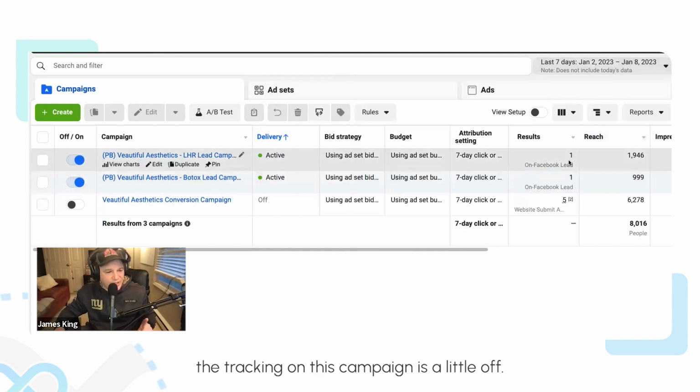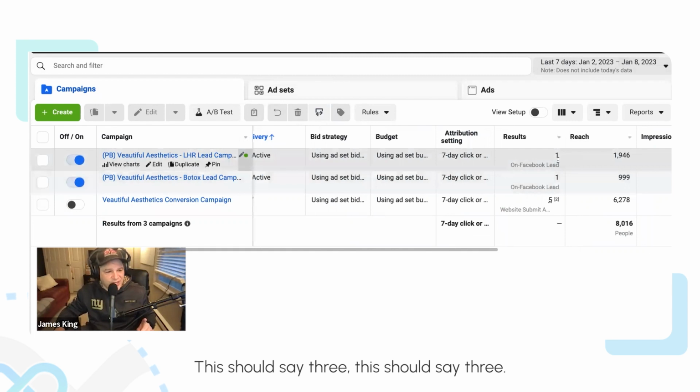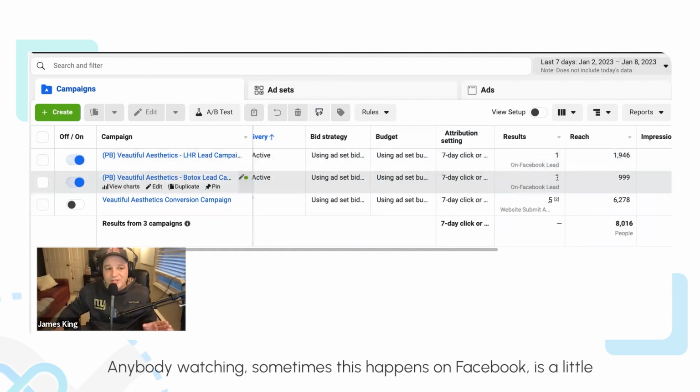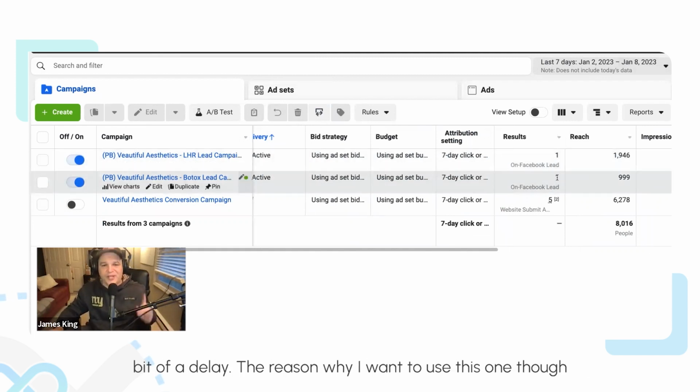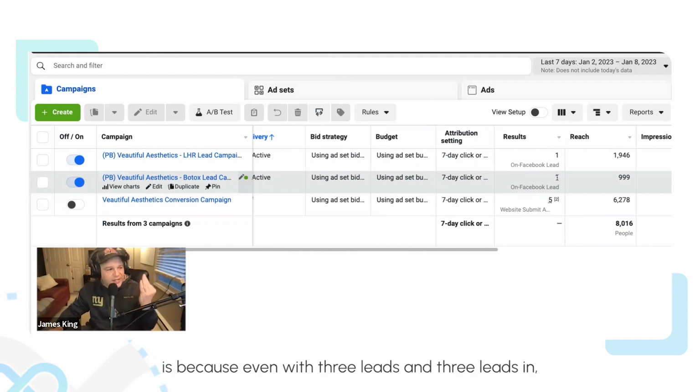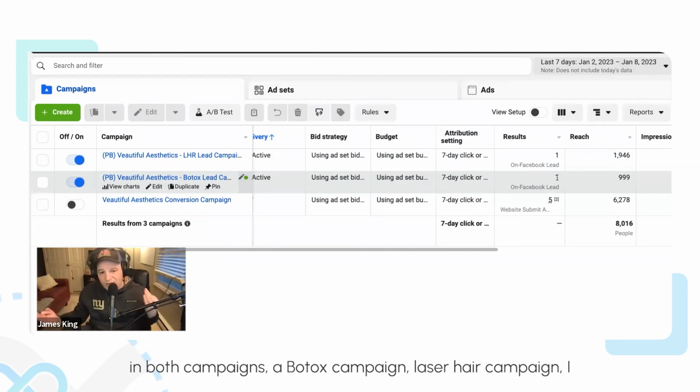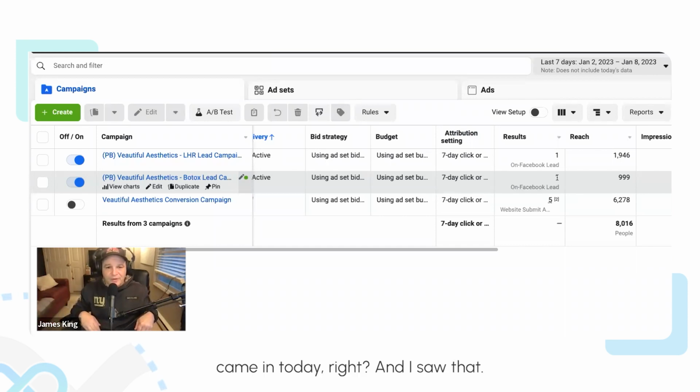Now what you're looking at here is they are running a laser hair campaign and a Botox campaign. We just launched this last week. The tracking on this campaign is a little off. This should say 3. This should say 3. Anybody watching, sometimes this happens on Facebook. There's a little bit of a delay. The reason why I want to use this one, though, is because even with 3 leads in both campaigns, a Botox campaign and a laser hair campaign, I came in today and I saw that.